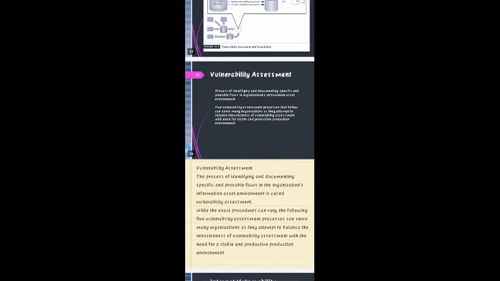The vulnerability assessment process identifies and documents specific and probable flaws in the organization's information assets and environment. The process that follows serves the organization to balance intrusive vulnerability assessment with the need for a stable and productive production environment. Internet vulnerability assessment is designed to find and document vulnerabilities present in the organization's public-facing network. Steps in the process include planning, scheduling, and notification, target selection, test selection, scanning, analysis, and record keeping.